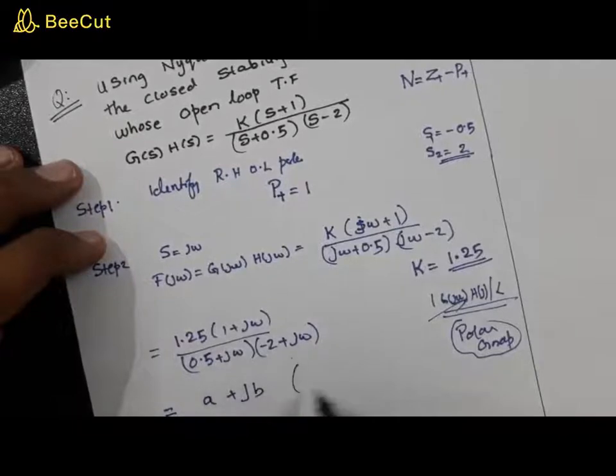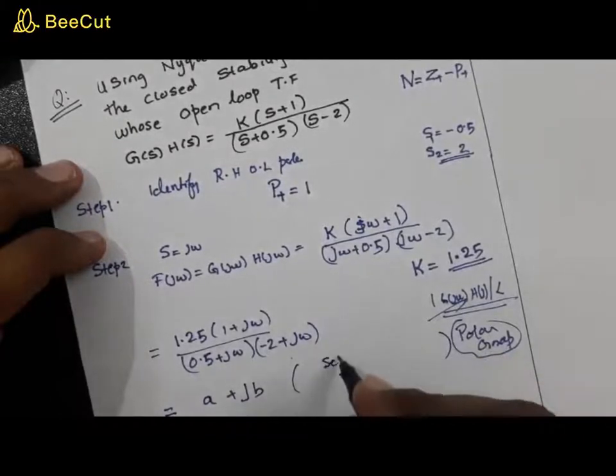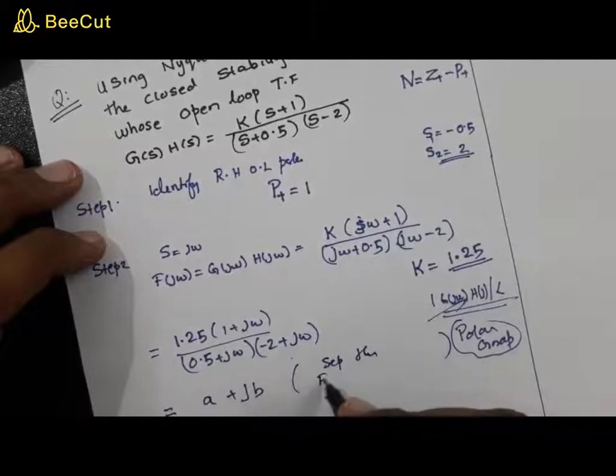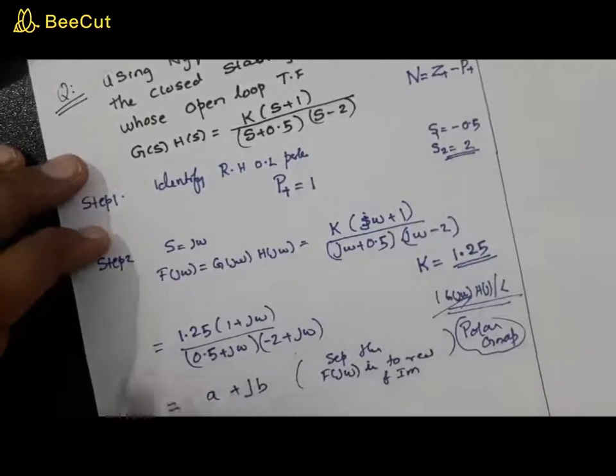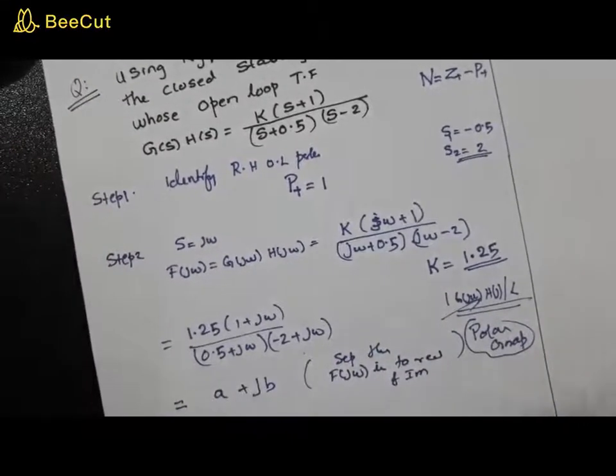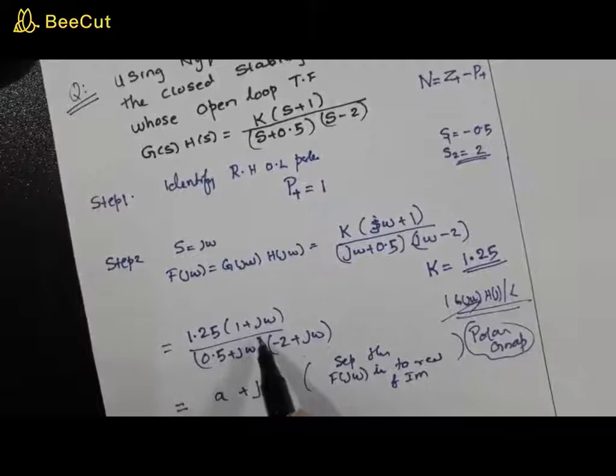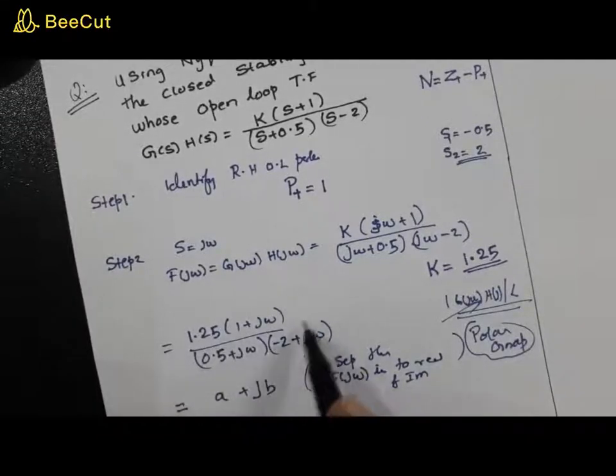That is, what is the meaning of this? Separating the given function F of j omega into real and imaginary parts. Now how will you convert this into real and imaginary? What we do is we multiply and divide by the conjugates of the denominator factors, right?